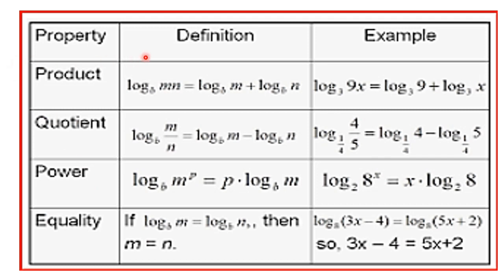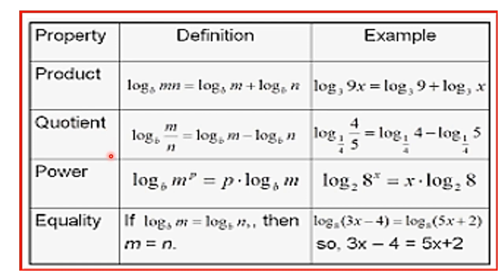Narito para sa ating komprehensibong pagtuturo at mabilisang pagkaunawa, property, definition at example ng mga logarithms. Product property, definition, the logarithm of m multiplied by n to the base b is equal to the logarithm of m to the base b plus the logarithm of n to the base b. Example, the logarithm of 9x to the base 3 is equal to the logarithm of 9 to the base 3 plus the logarithm of x to the base 3.